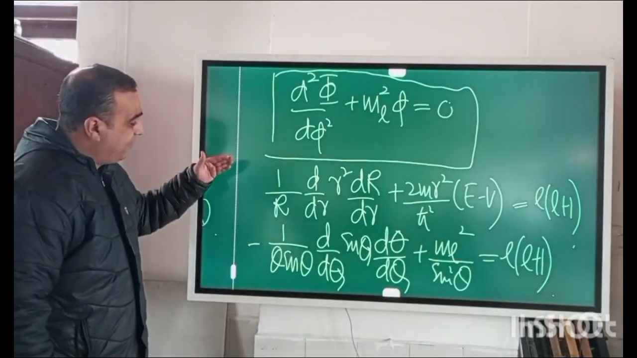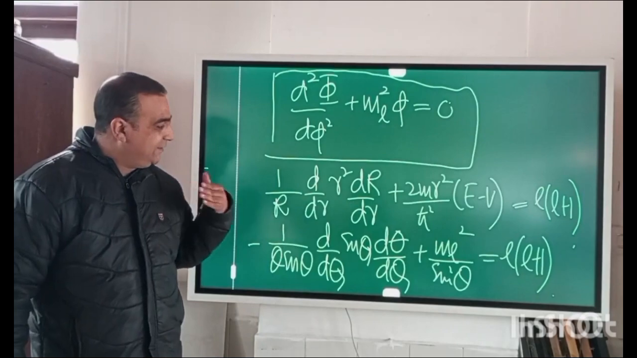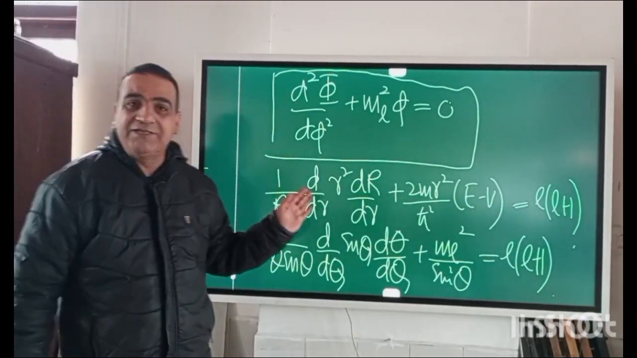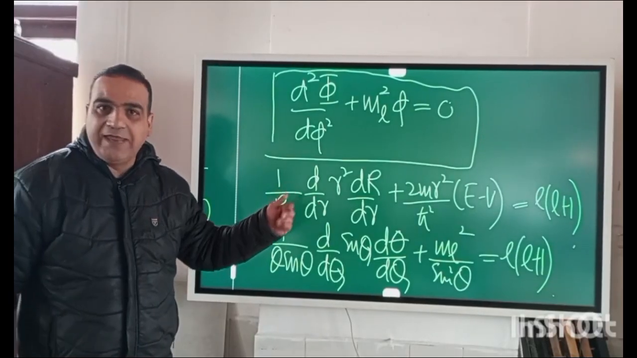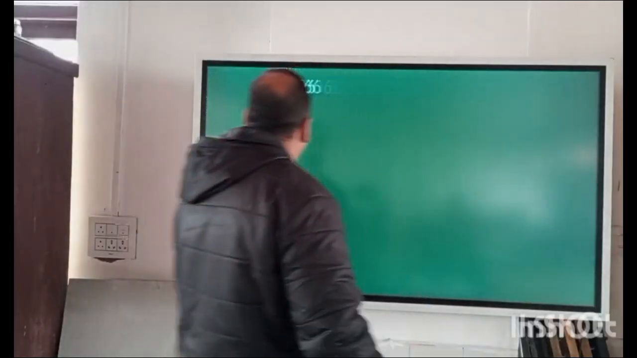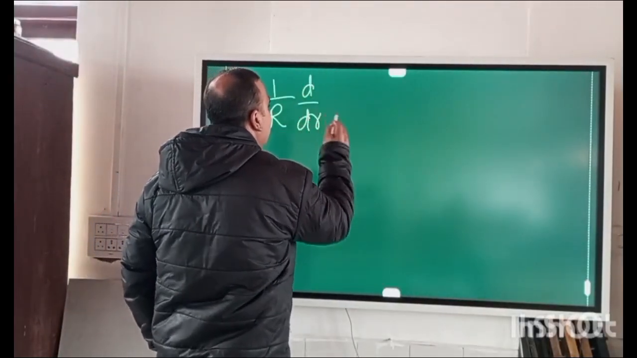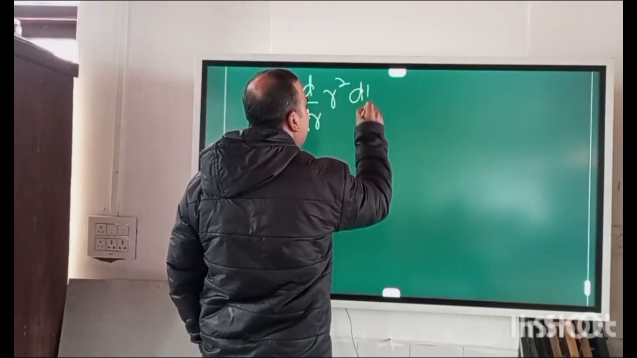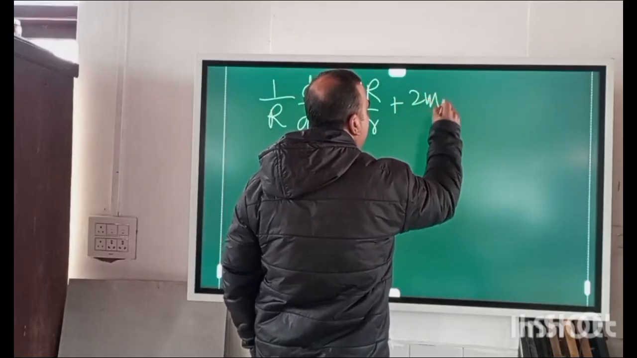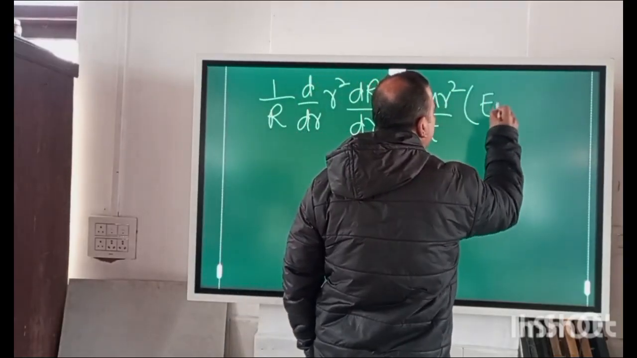So now I will continue my lecture with equation second. I know that I cannot complete it, but whatever extent we reach in solving equation second, we will go till then. So now let's go with equation second. What's equation second? This is 1/r² d/dr of r² dR/dr, plus 2m r²/ħ² (E − V).